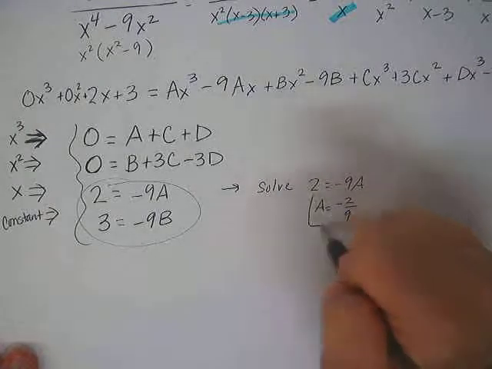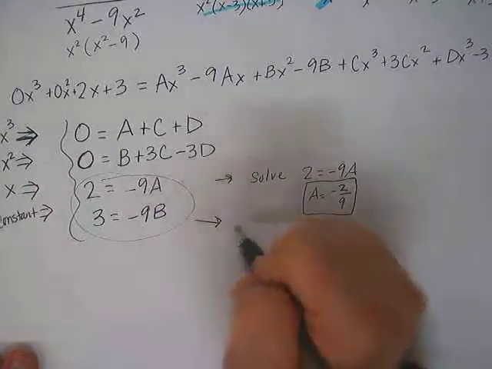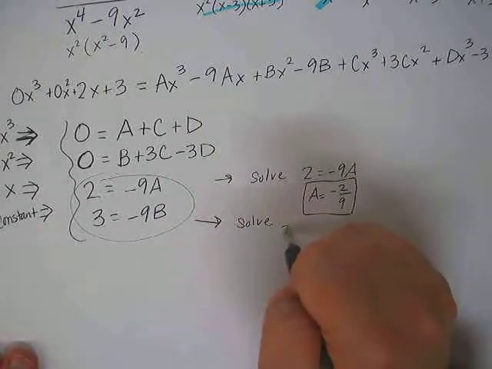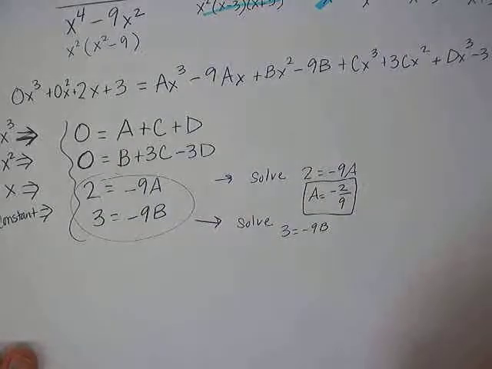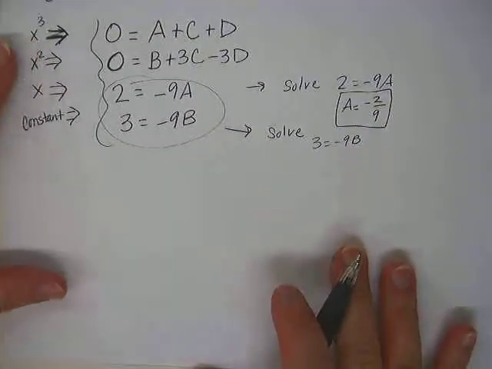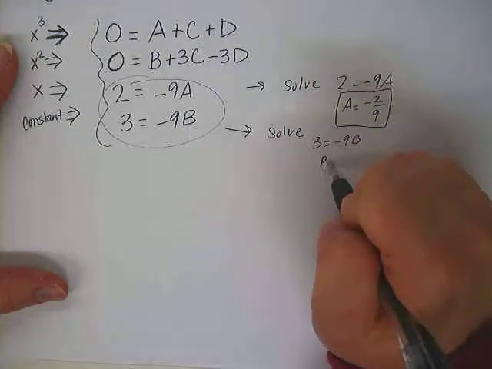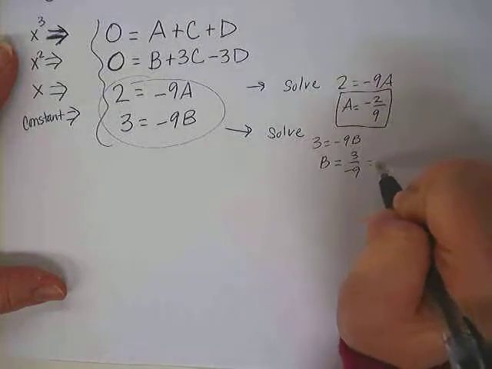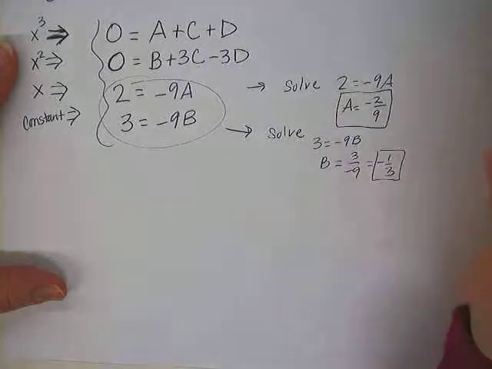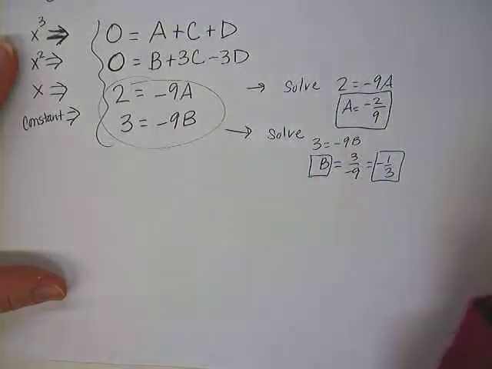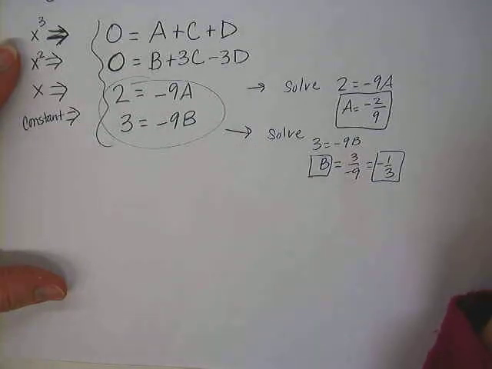So how can I solve 2 equals negative 9a? What do I get? A equals negative 2/9, right? Okay, then let's do the same thing with this one. So solve 3 equals negative 9b. So b would equal 3 over negative 9, which is negative 1/3, right? So far, so good? You're quiet. I never know if I've lost you when you're quiet.